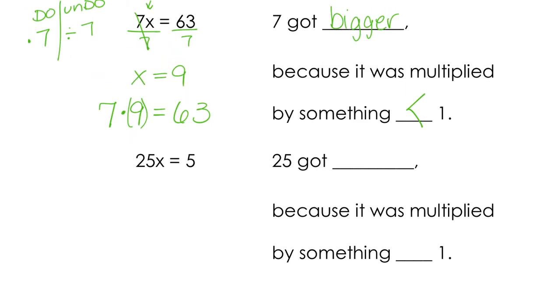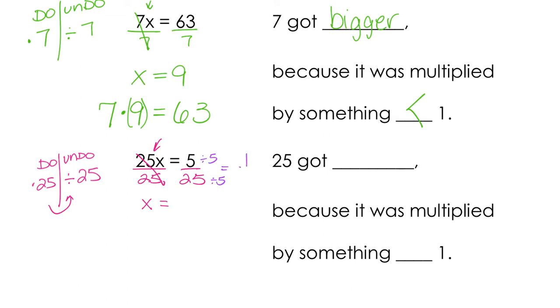So now, again, I have my do and my undo. In this case, x is being multiplied by 25. So to undo that, I'm going to divide by 25. So 25 divided by 25 cancels out. So now I'm left with x equals 5 over 25. Remember, you can always go to Desmos to simplify, but you can also simplify here. I know they're both divisible by 5. So this gives me 1/5.